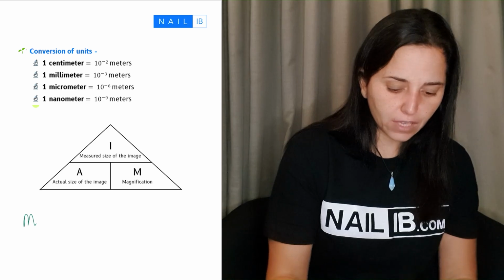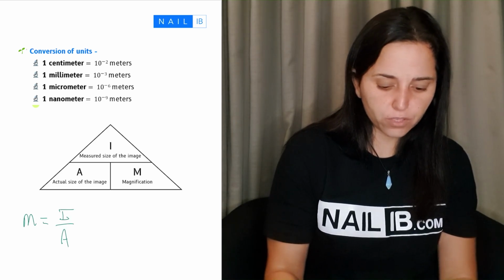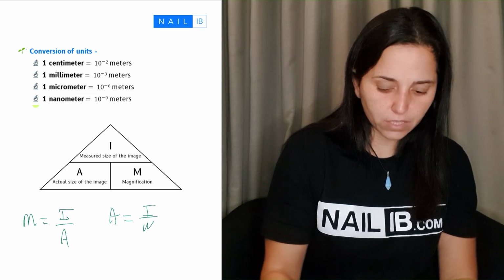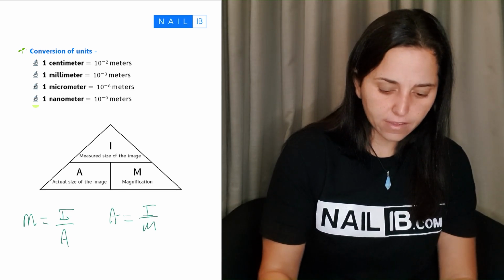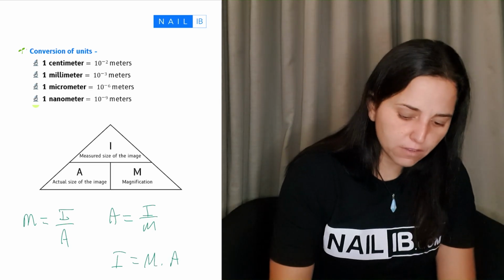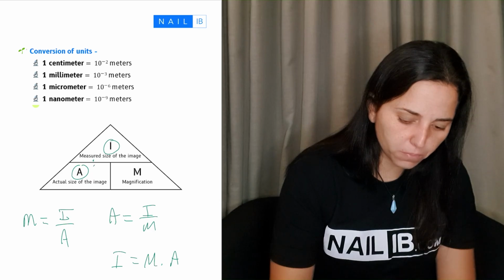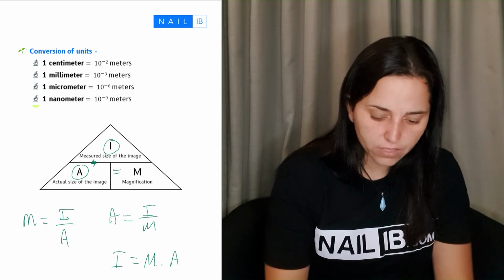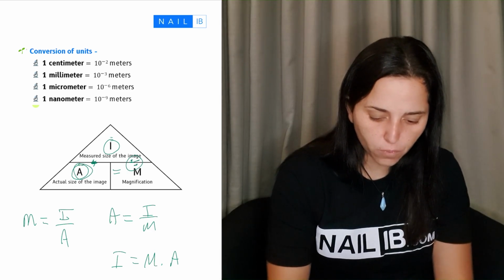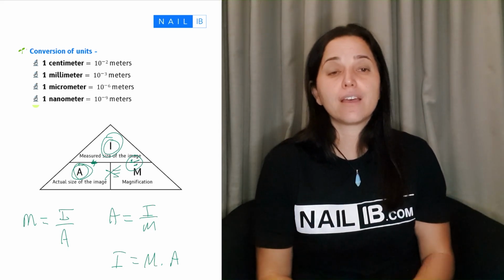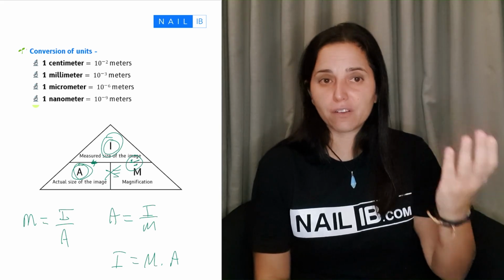So for example, magnification is image over the actual size. If you want to isolate A, then it's image over magnification. And if you want to isolate the I, it's just magnification times A. Now, it's very straightforward. You can see there's a division here between I and M, which gives you A. Or you can do the opposite. When it's division between these two, then you get the A. And then, of course, if you want the I, it's just multiplying those two. So this is how you use this triangle and how you can separate these three ways of using the calculations of magnification.